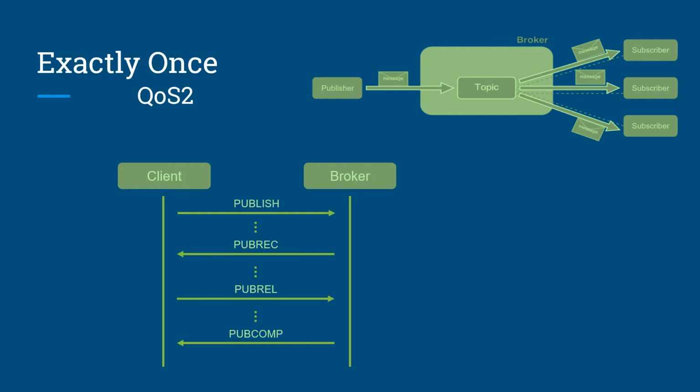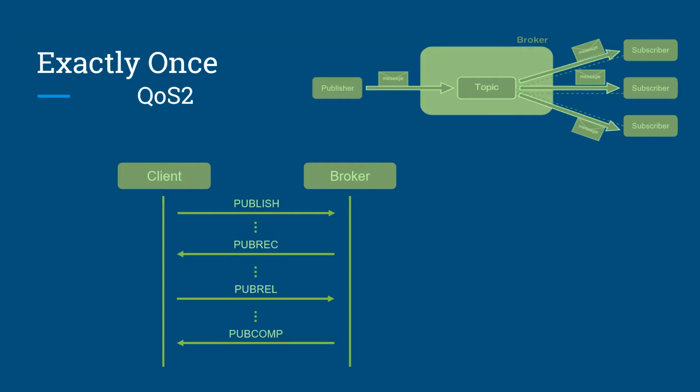Sender stores the publication received packet from the receiver and responds with a publication release packet. After the receiver gets the publication release packet, it can discard all stored states and answer with a publication complete packet. The same is true when the sender receives a publication complete.